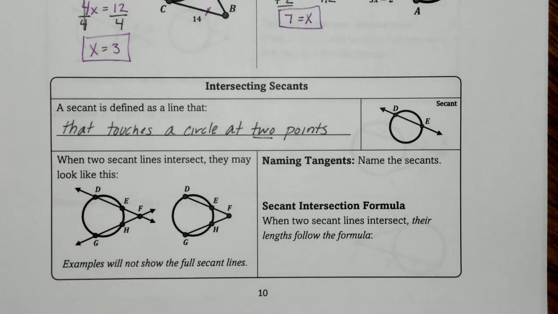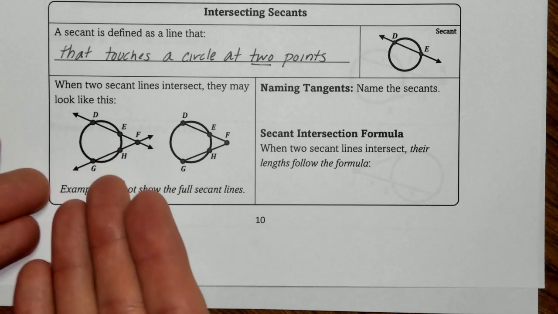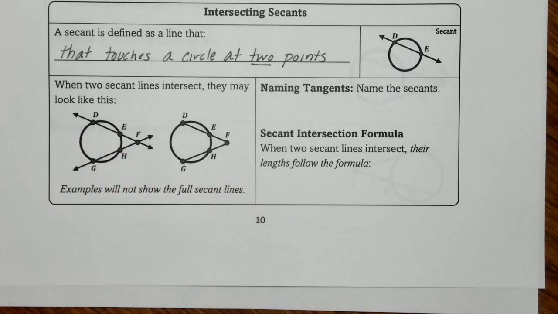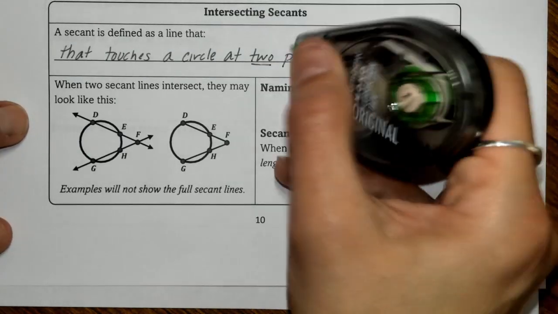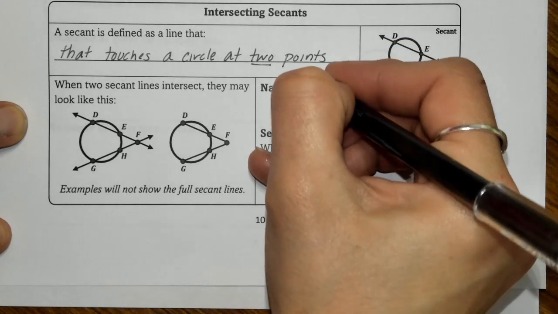Okay, so when we have two secants that intersect, we see two different things here, like we did with the tangents. Some of them do not show the full secant lines extending. So over here, this should say secant. I changed it on our notes, but did not print up the new one. So this should say naming secants.